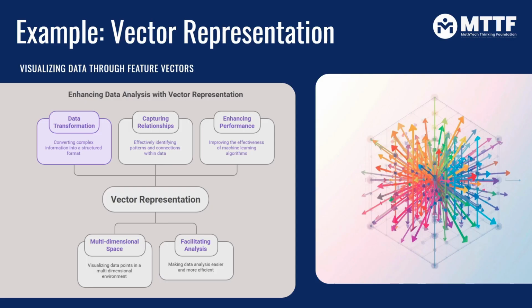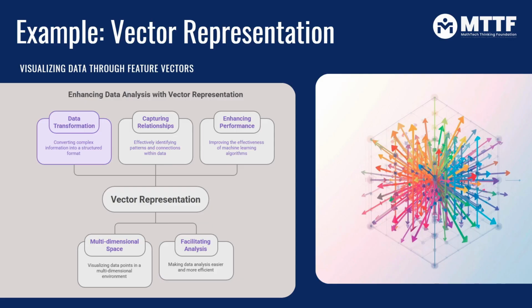These vectors help in capturing relationships, showing how different features relate to each other within the data. In multidimensional space, each dimension represents a feature and every data point becomes a position in that space. Patterns emerge based on distance, direction, and angle between vectors.